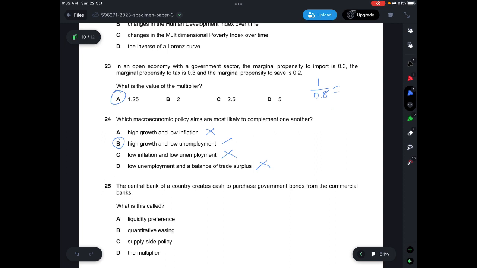Question 25, the central bank of a country creates cash to purchase government bonds from the commercial banks, and what is this called? Okay, this one would have to be quantitative easing, so the answer is B.